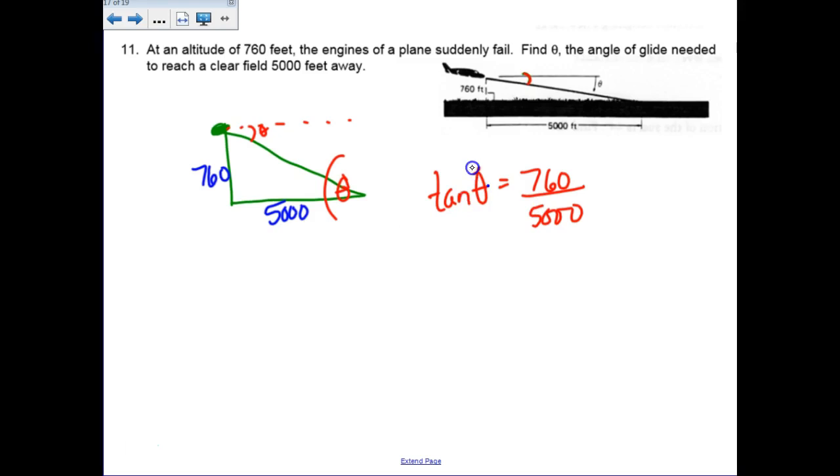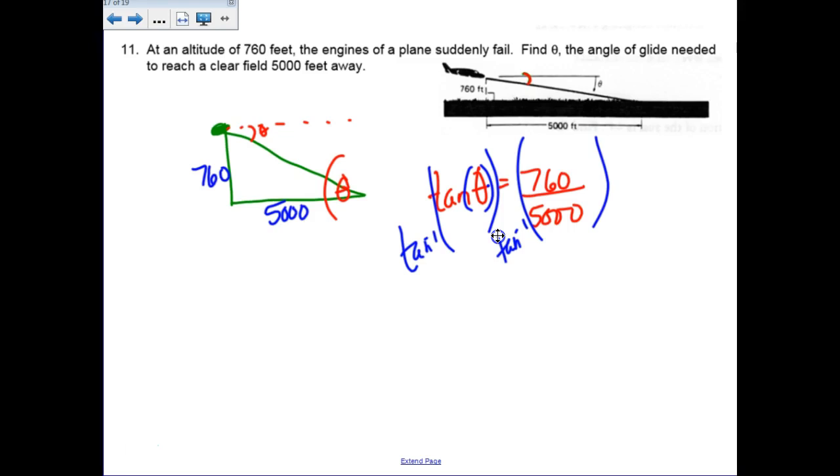So how do we find angles again? How do I undo the tangent function? Inverse tangent. Very good. Now, can you please use your brain when you get these answers? Because the most common mistake is kids type them in wrong or backwards.